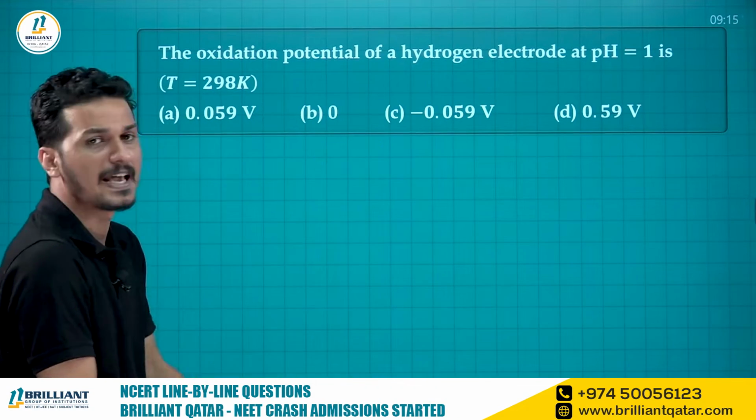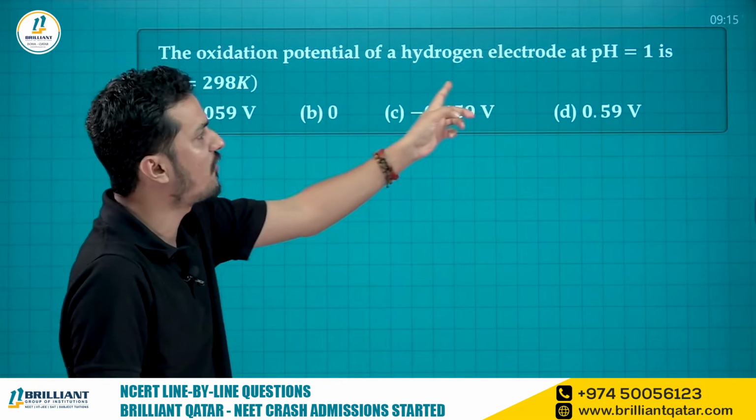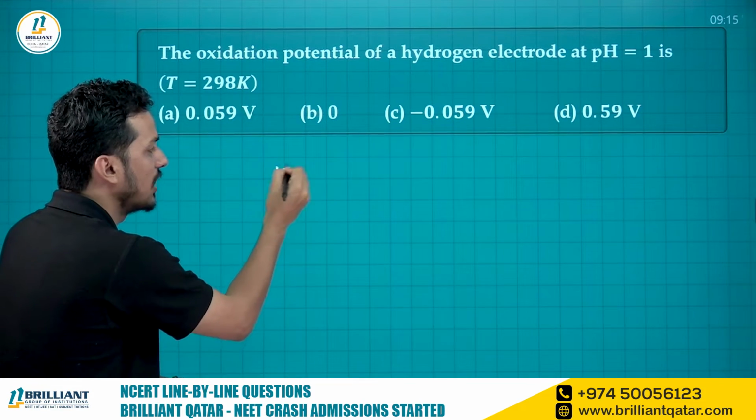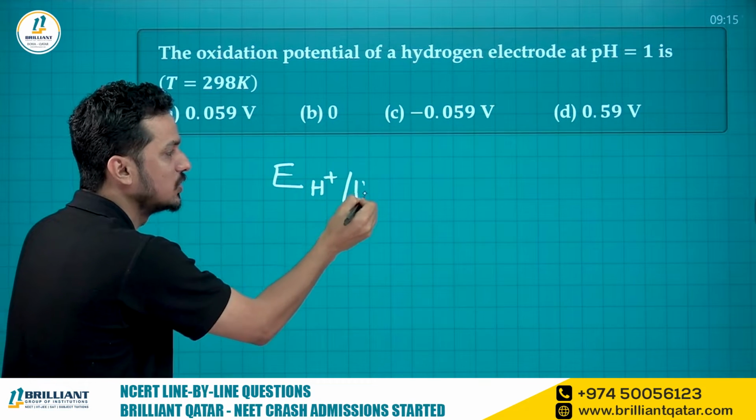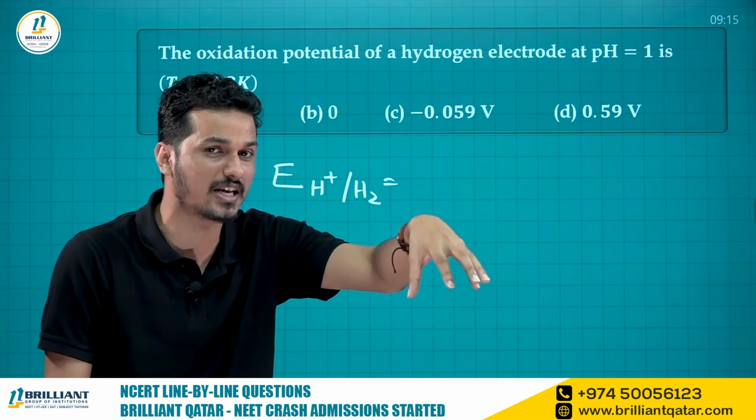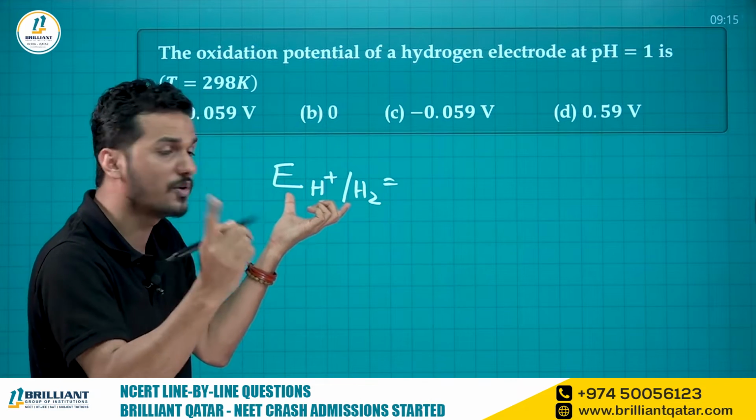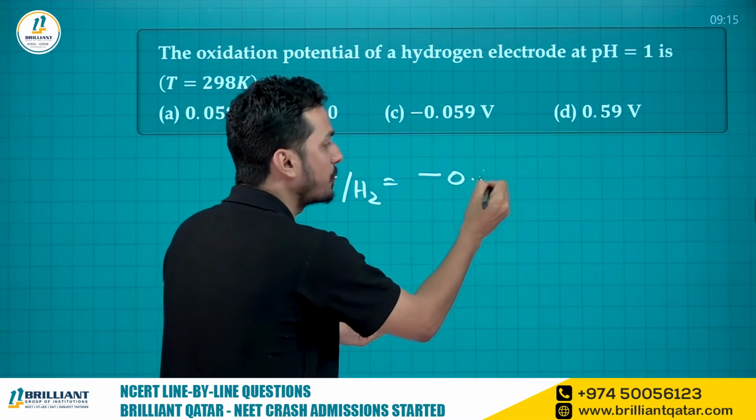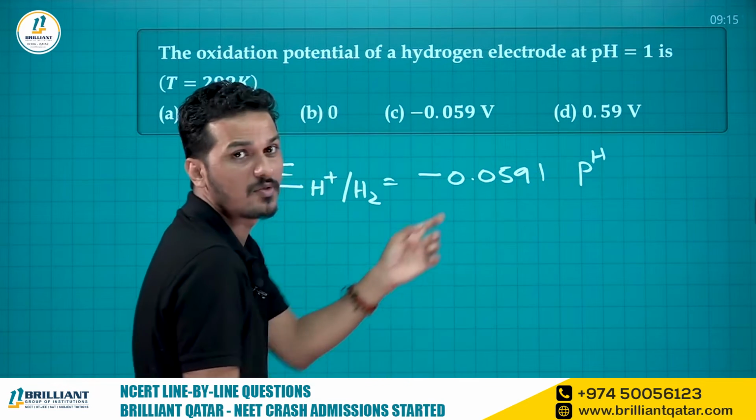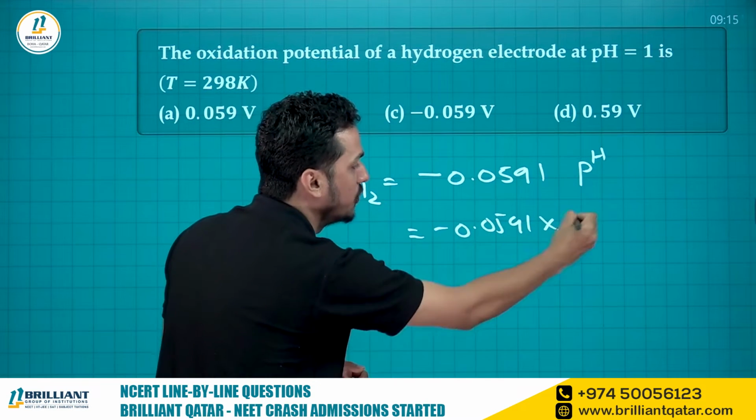What's the question, guys? This kind of question we already did. They are asking the oxidation potential of hydrogen electrode at pH equal to 1. I taught you one formula, E of H plus bar H2 equal to... If you are keeping one hydrogen electrode in some pH solution, its reduction potential you can find out using the formula minus 0.0591 pH. So what's the pH value here? 1. So that is minus 0.0591 into 1.